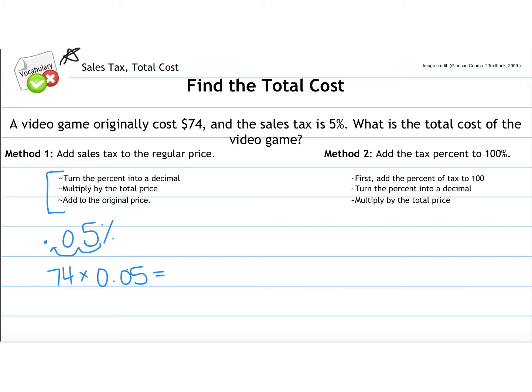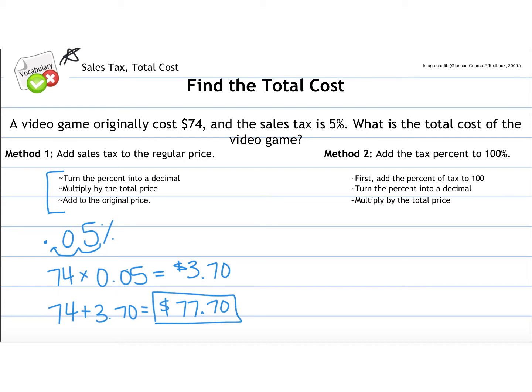So on my calculator, 74 times 0.05 for a total of $3.70. That's just the sales tax, but we want to know the total cost, so we're going to add that onto the original. So $74 plus $3.70 for a total of $77.70. That would be your total cost.